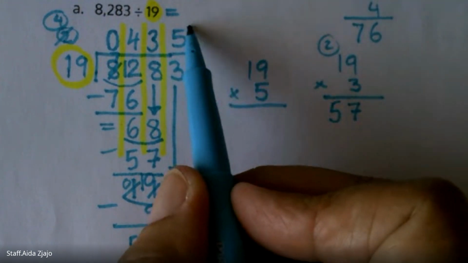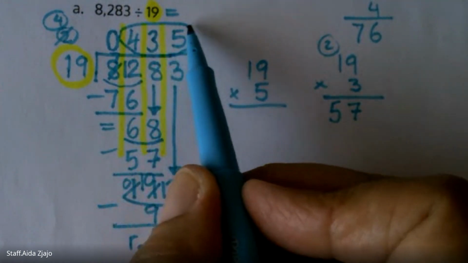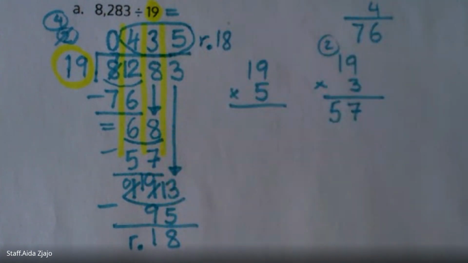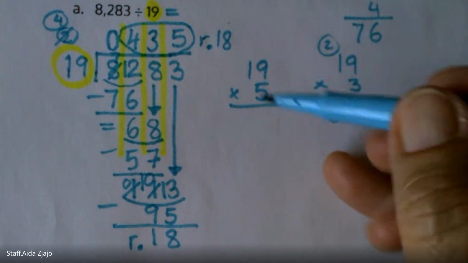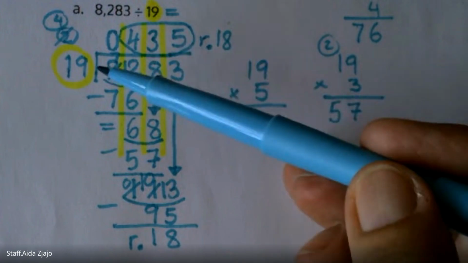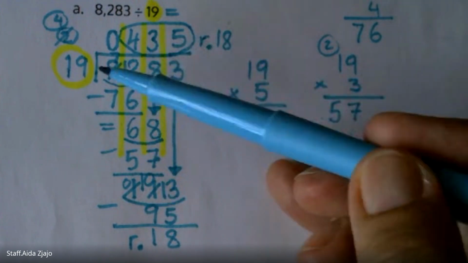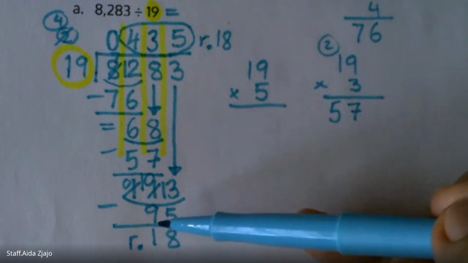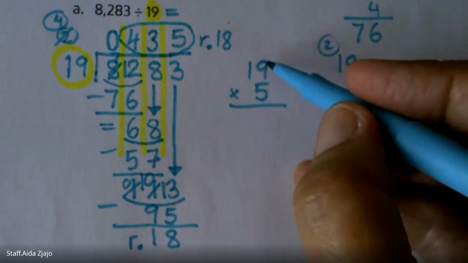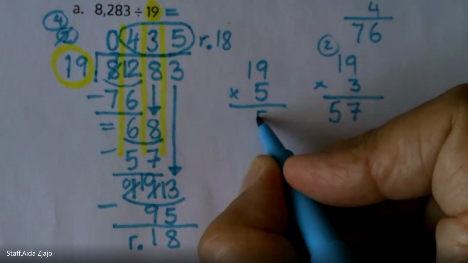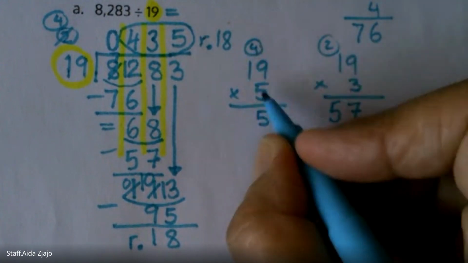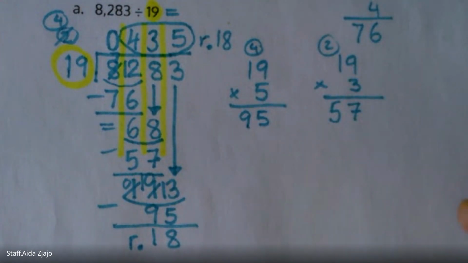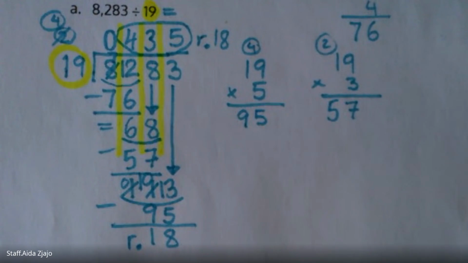My answer is 435 with a remainder of 18. And then if you didn't do it like I did, 5 times 9 is 45, and 5 times 1 is 5, plus 4 is 9. So I can do it on the side. 5 times 9 is 45. 5, remember 4. 1 times 5 is 5, plus 4 is 9. So that's how you can do this.